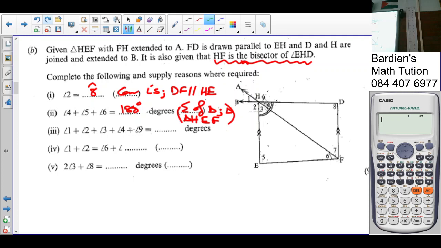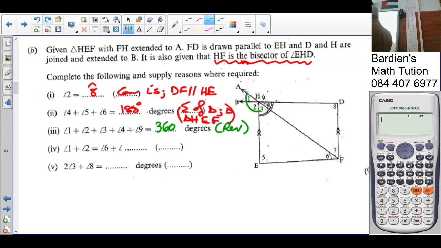Right. Number 3. Angle 1, 2, 3, 4, and 9 make 360 degrees. Why? Angles around a point, or revolution. They don't have it there, but we are nice people, so we write it. Not all of us, but some of us. Right. Angle 1 and angle 2.